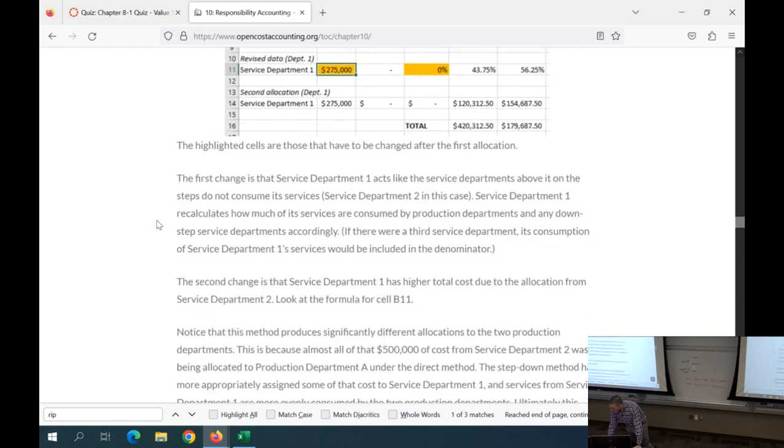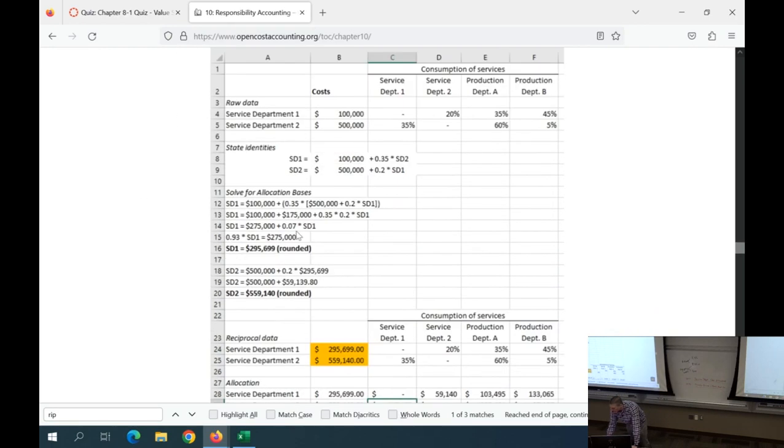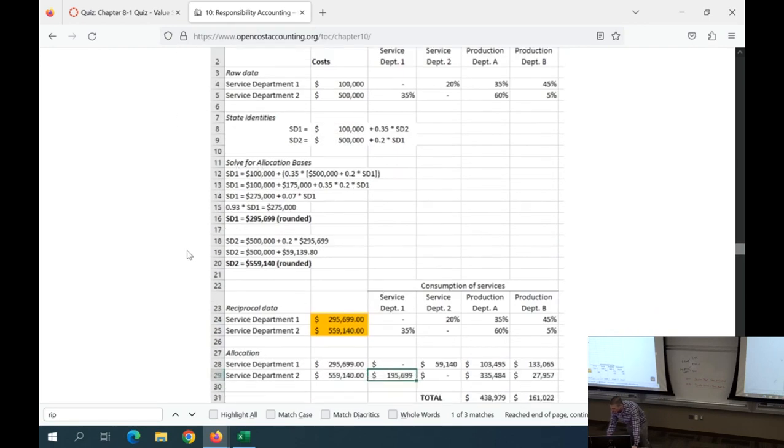And the third way of figuring this out is the reciprocal method, which is to mathematically solve exactly how much the interdependency affects the costs. So we have an algebraic solution here.